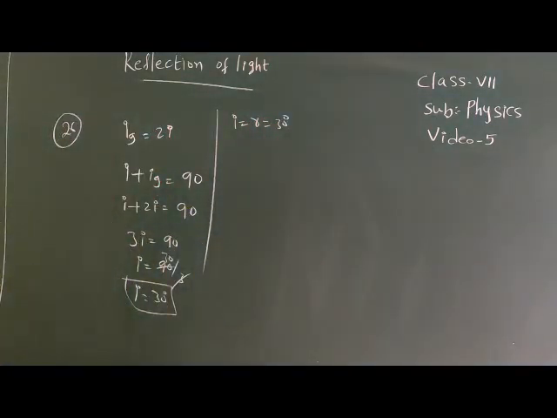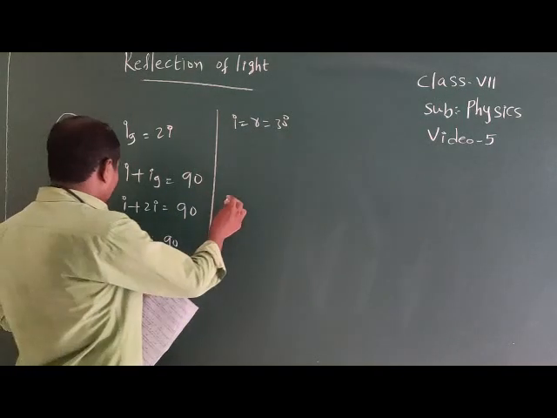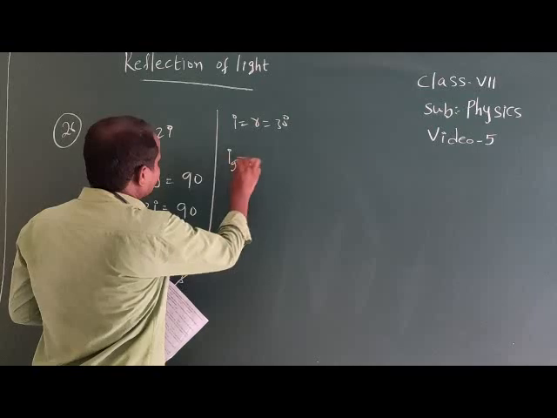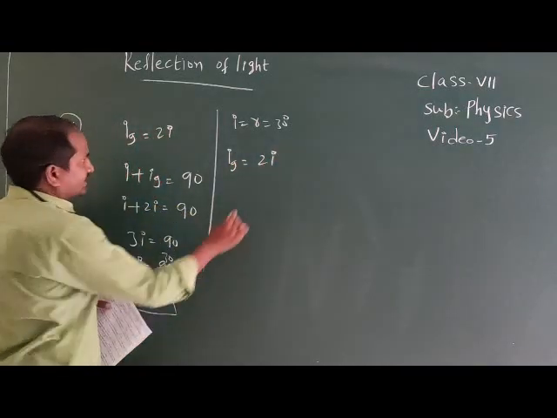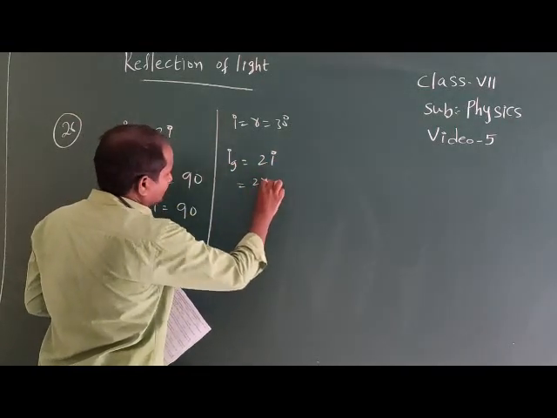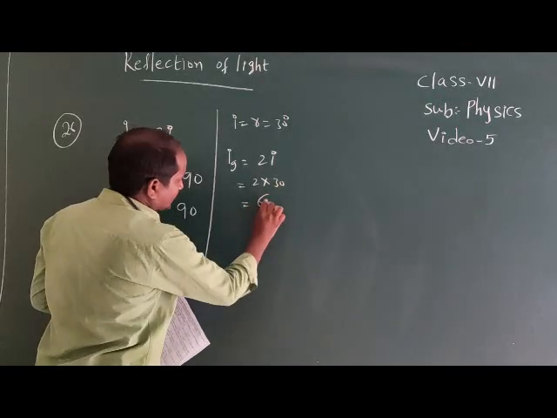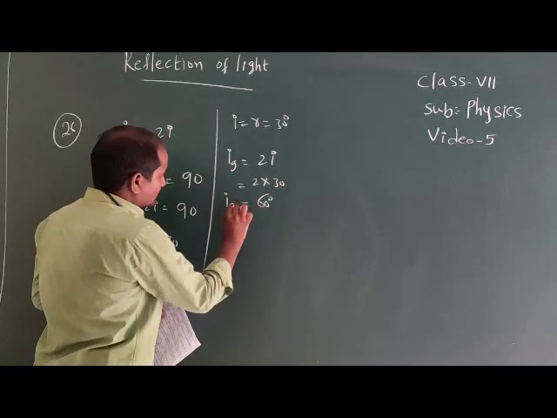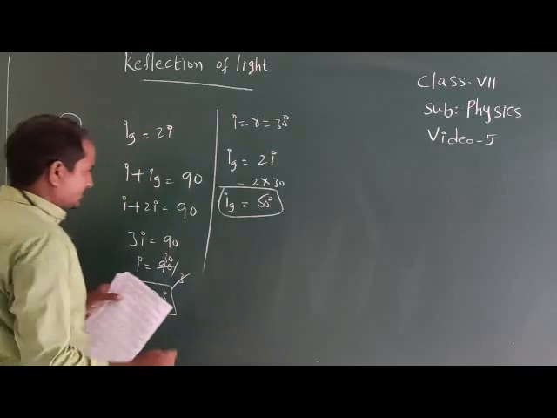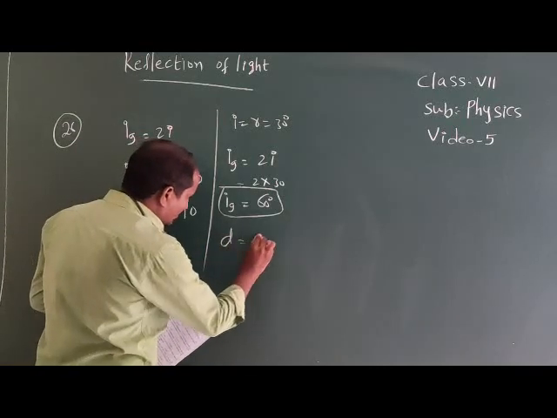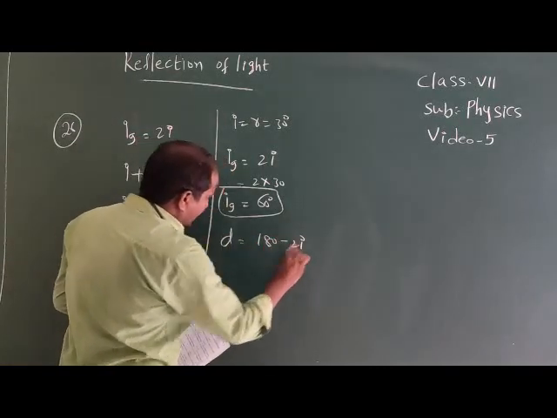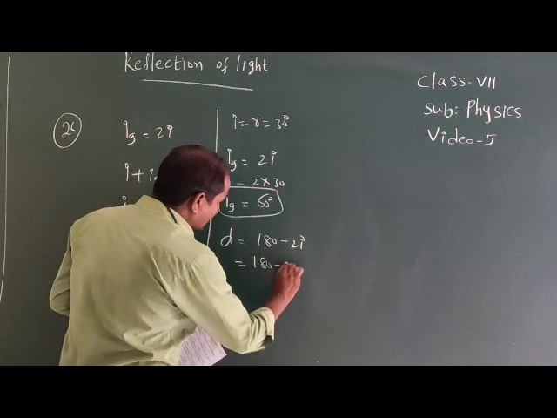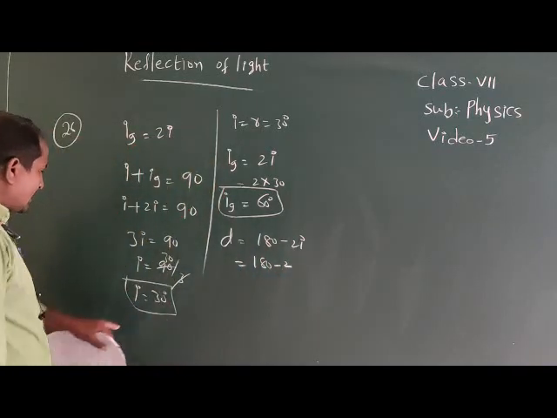Now our aim is to find the angle of deviation. So for the angle of deviation D, from this we can find i'. i' equals 2i is the given data. So i equals 30, 2 into 30 equals 60 degrees. So i' equals 60 degrees. Therefore the angle of deviation equals 180 minus 2i, that equals 180 minus 2 into 30.